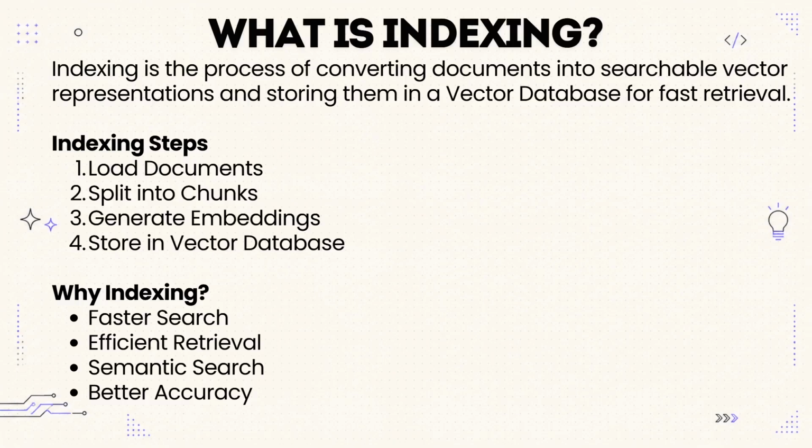So think of a book. Instead of reading every page to find one topic, you first check the index. The index tells you exactly where to look, and that's exactly what indexing does for AI systems. It makes searching thousands of documents extremely fast. So this is what indexing is all about. Whenever you are dealing with a RAG kind of application, indexing is very important because it is the process to convert documents into searchable vectors.